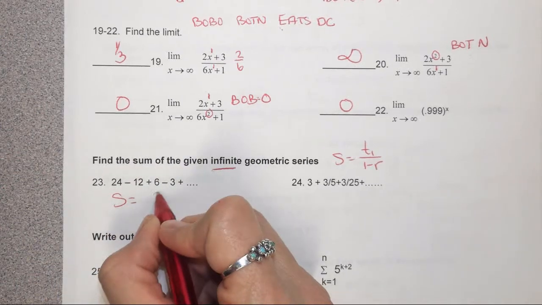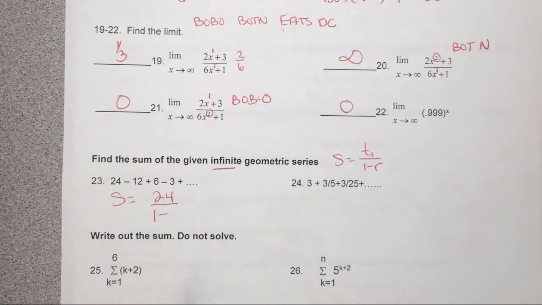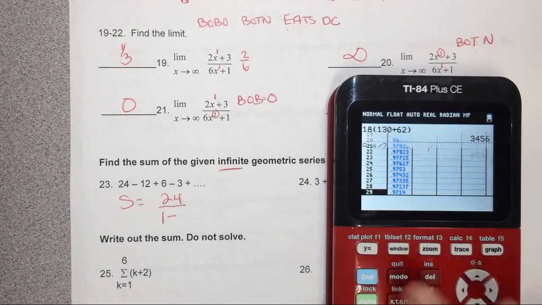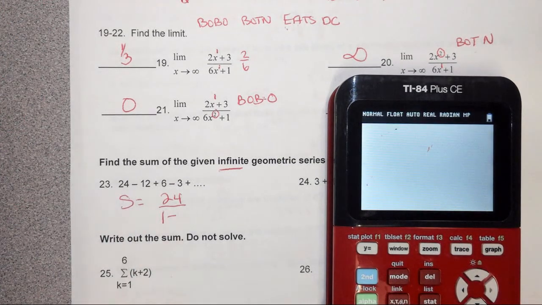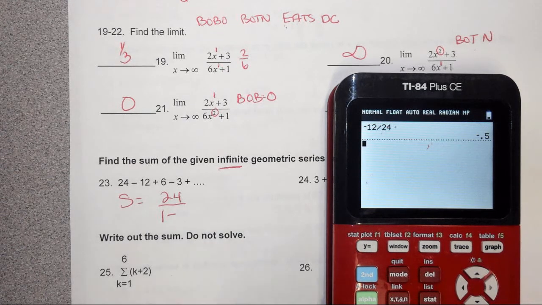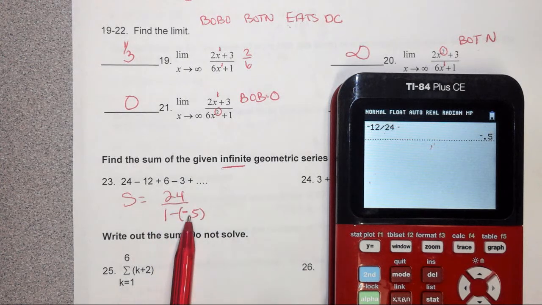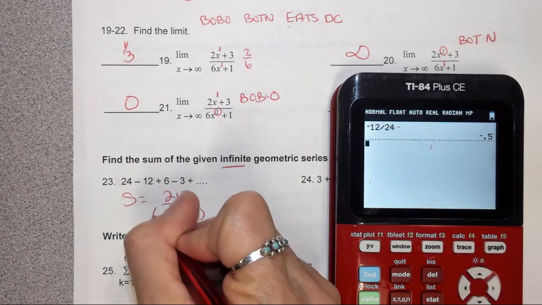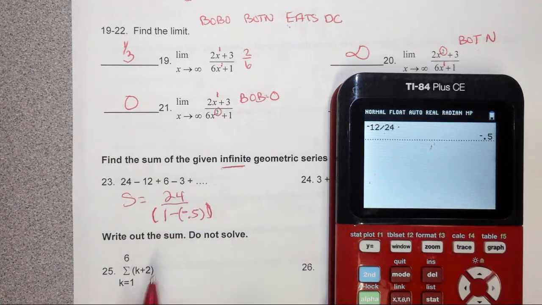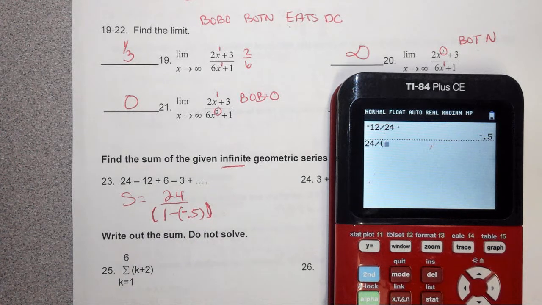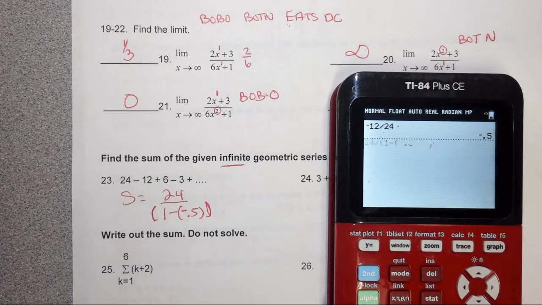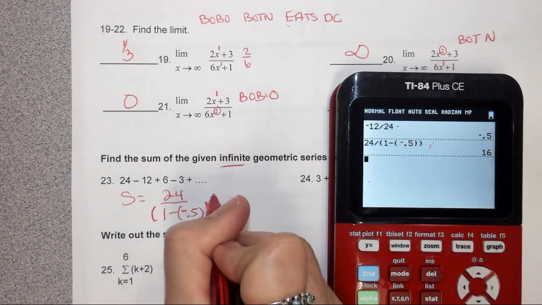Okay, so s equals, the first term is 24 over 1 minus, I have to go find r. Remember, to find r, it's the second term divided by the first term. So negative 12 divided by 24, which is negative 0.5. Because it's a negative, make sure you put it in parentheses. When you type this in your calculator, you have to remember to put an extra set of parentheses right here. So we're going to have 24 divided by parentheses, 1 minus parentheses, negative 0.5, close them. And we're going to get 16.